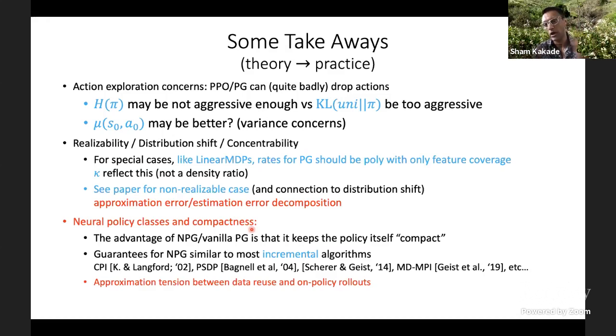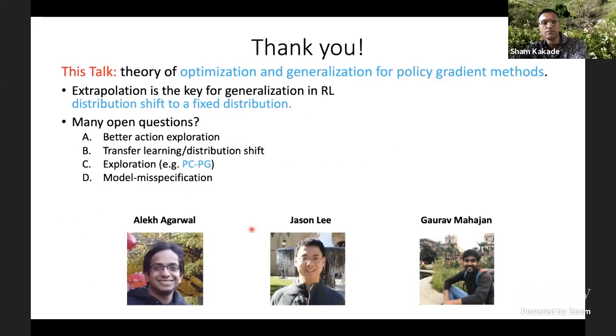And we know now the right way to think about the approximation condition, which is really just due to this paper by Rich Sutton, David McAllester and co on compatible function approximation.